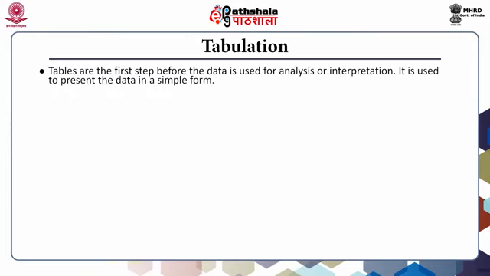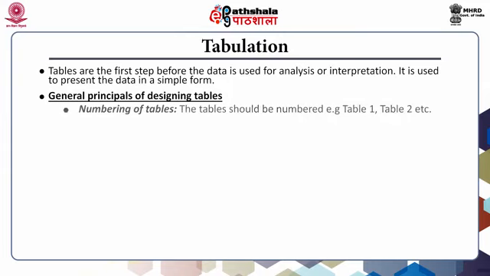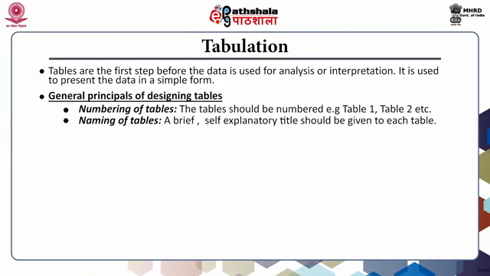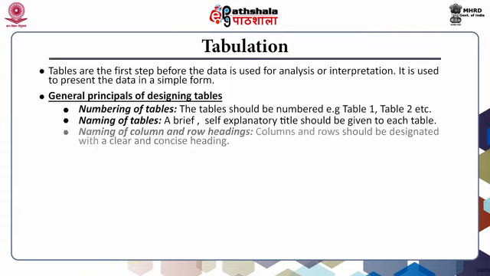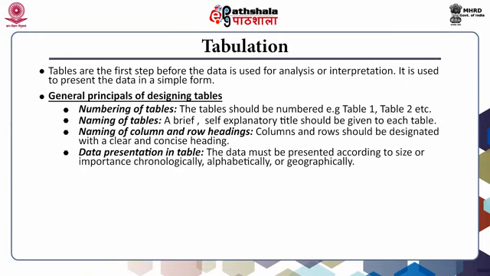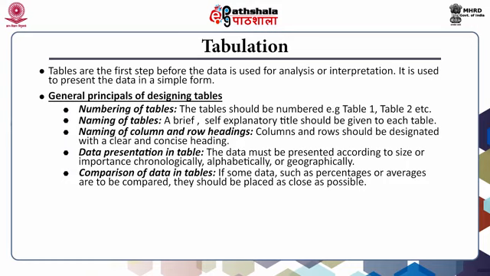Tabulation. Tables are the first step before the data is used for analysis or presentation. It is used to present data in a simple form. General principles of designing tables are given below. Numbering of tables. The tables should be numbered appropriately. Naming of tables. A brief self-explanatory title should be given to each table. The column and row headings of the table should be appropriately named. The data must be presented according to size or importance, chronologically, alphabetically or geographically. If some data such as percentages or averages are to be compared, they should be placed as close as possible.